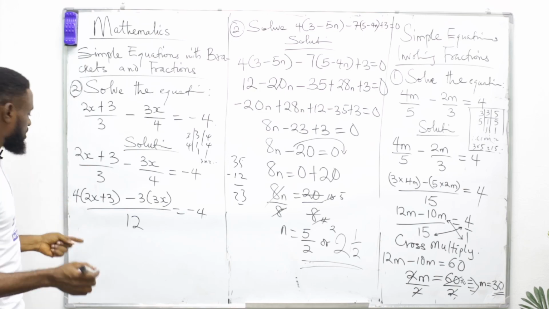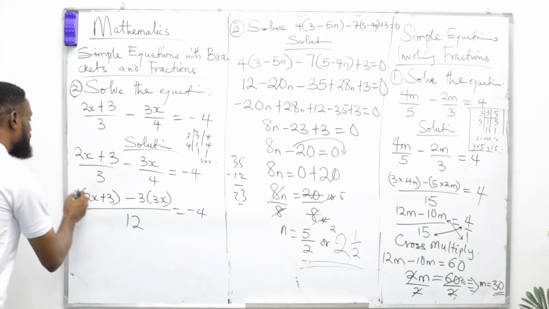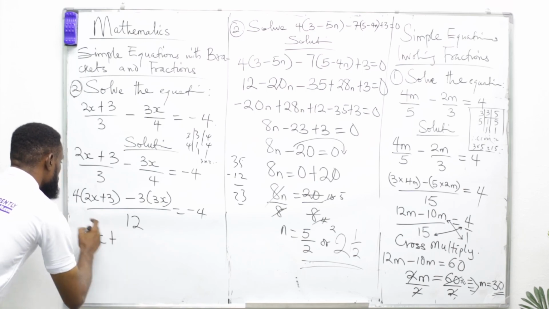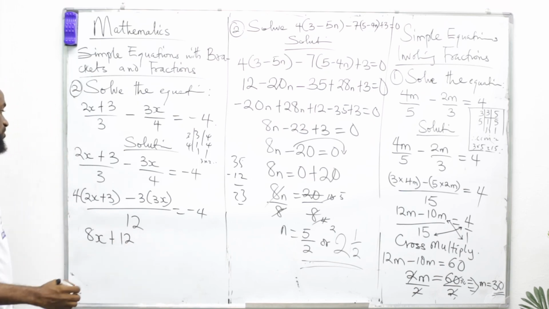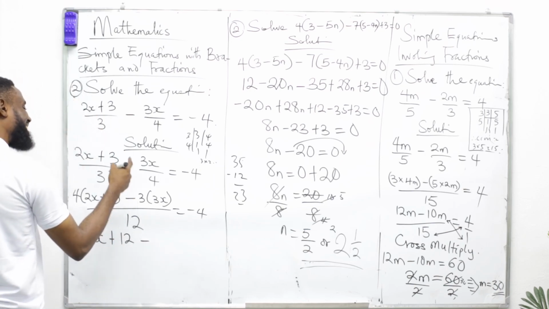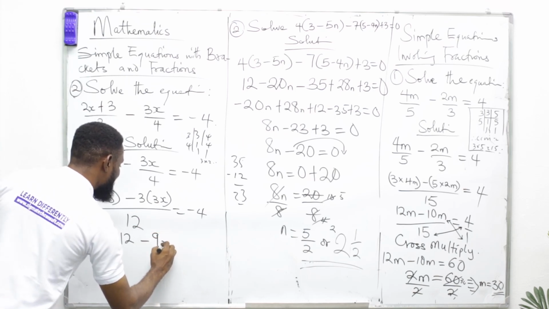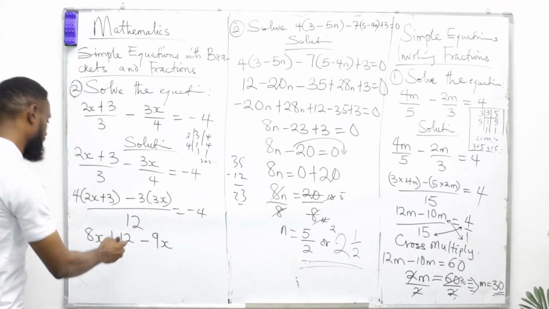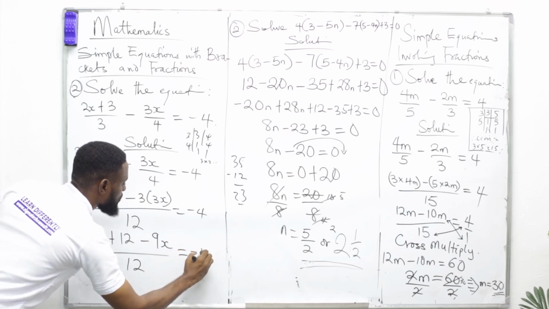All right, so we now expand or open the bracket. Opening the bracket means that we multiply everything outside the bracket by the things inside the bracket. So 4 times 2x is 8x, plus 4 times 3 is 12. You get that? All right. Then minus 3 times 3x will give us minus 9x. Okay? 3 times 3 is 9. So, divided by 12 is equal to minus 4.